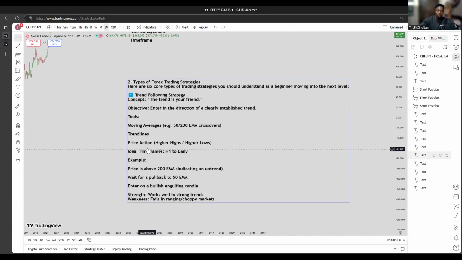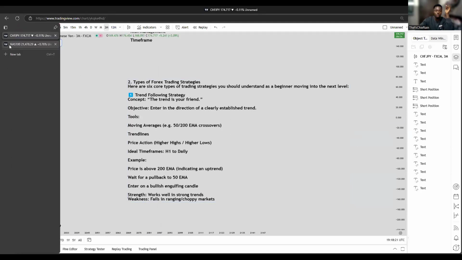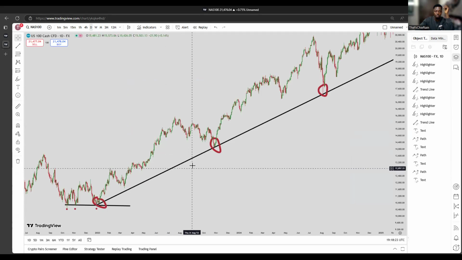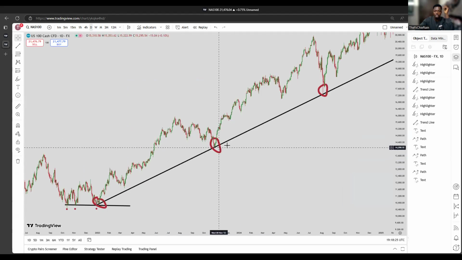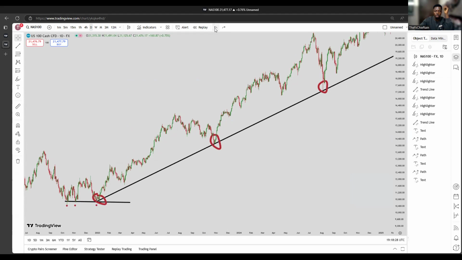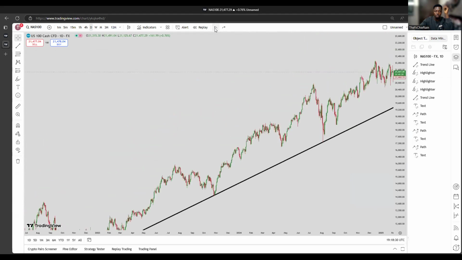Then let's go to the next one. We have the price action, market creating higher highs and higher lows. This is the trend following strategy. Now we're going to do this right now. So we want to get into the NAS 100 again. So let's take out all of these things we've done so far.